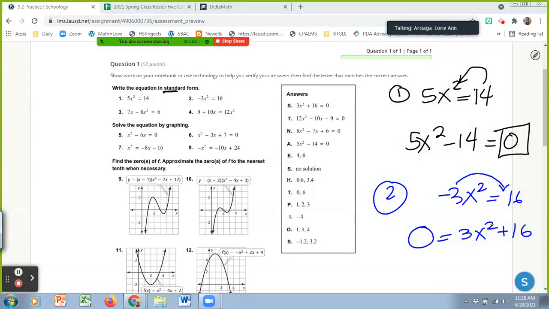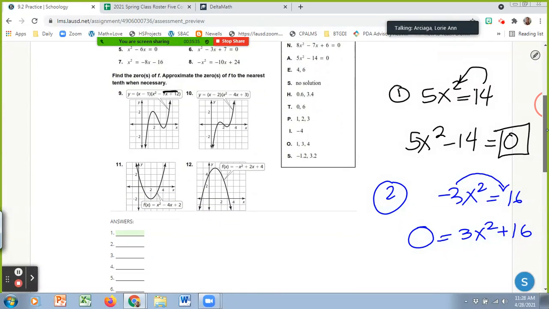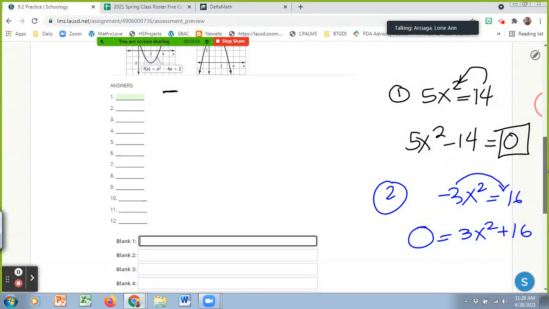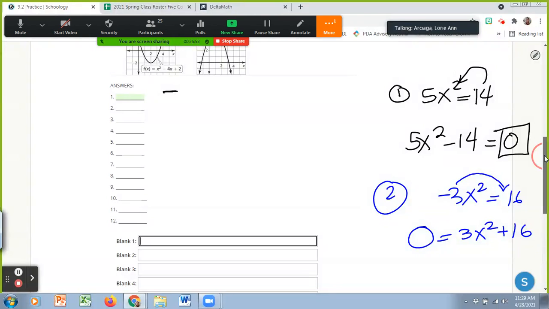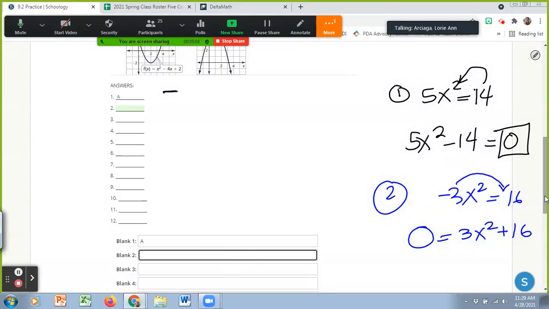Answer numbers 1 through 4 quickly. What's number 1? Did you find the answer? You're going to type the answer over here at the bottom. So type number 1 here. Give me the letter. The capital letter. A. Alright. What's number 2?